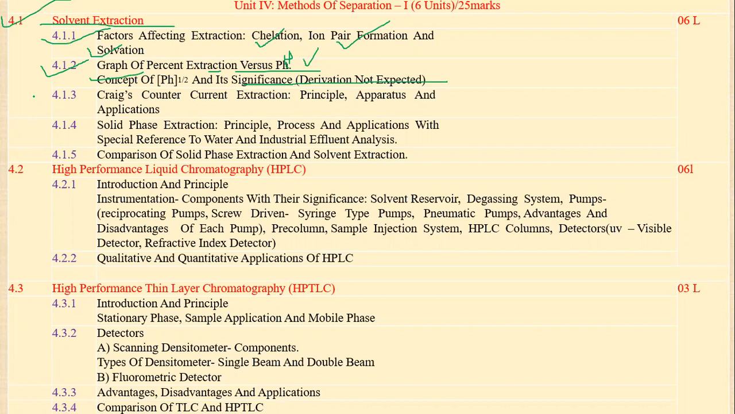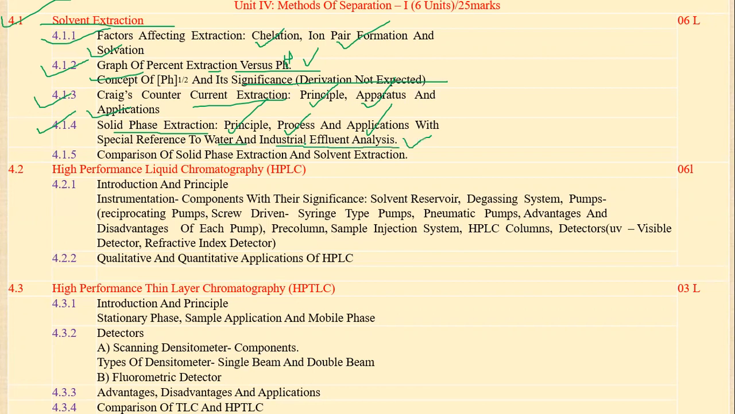After that, we are going to see Craig countercurrent extraction: the principle, the apparatus, and the applications of Craig countercurrent extraction. Then one more concept is there, that is solid phase extraction. We are going to see the principle, then the process, and applications with special reference to water and industrial effluent analysis.